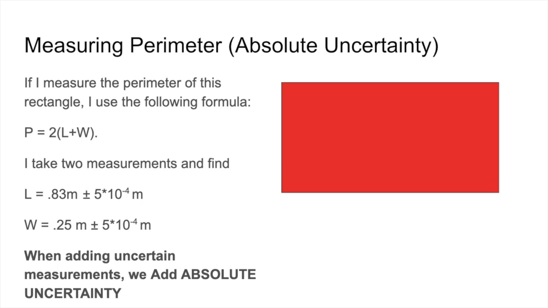You can see them right there on the slide, and I've also included the uncertainty in those measurements, which comes from using the meter stick. Now we have to do some math with these numbers, so how do we do that? When we're adding length plus width, we just add together what we call the absolute uncertainty, which is the uncertainty expressed in units. In this case, it's 5 times 10 to the minus 4th meters.